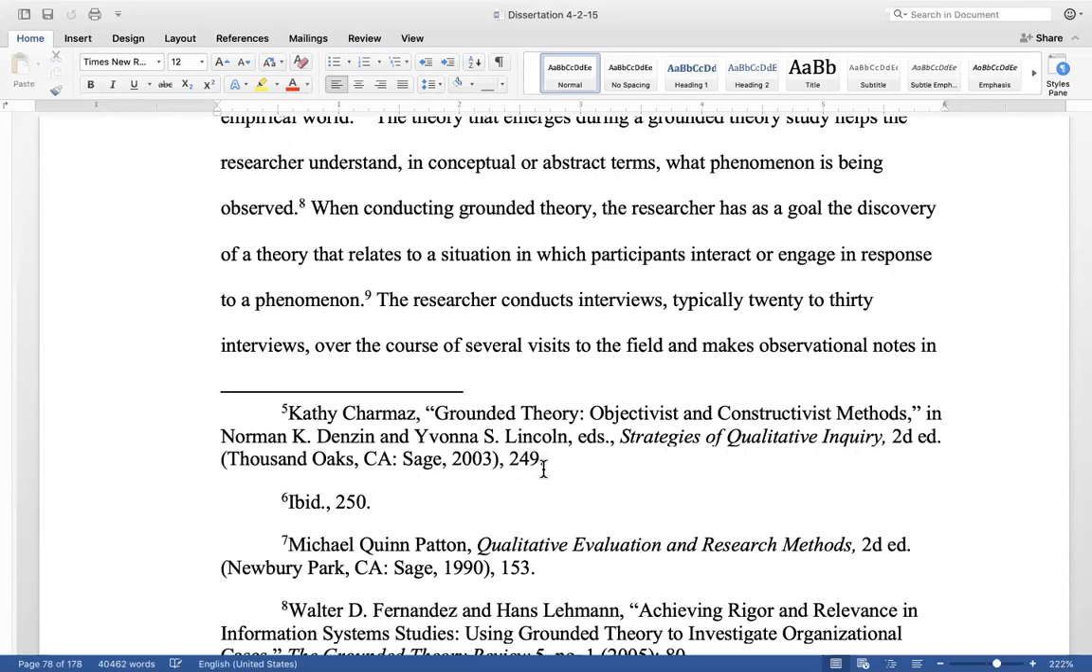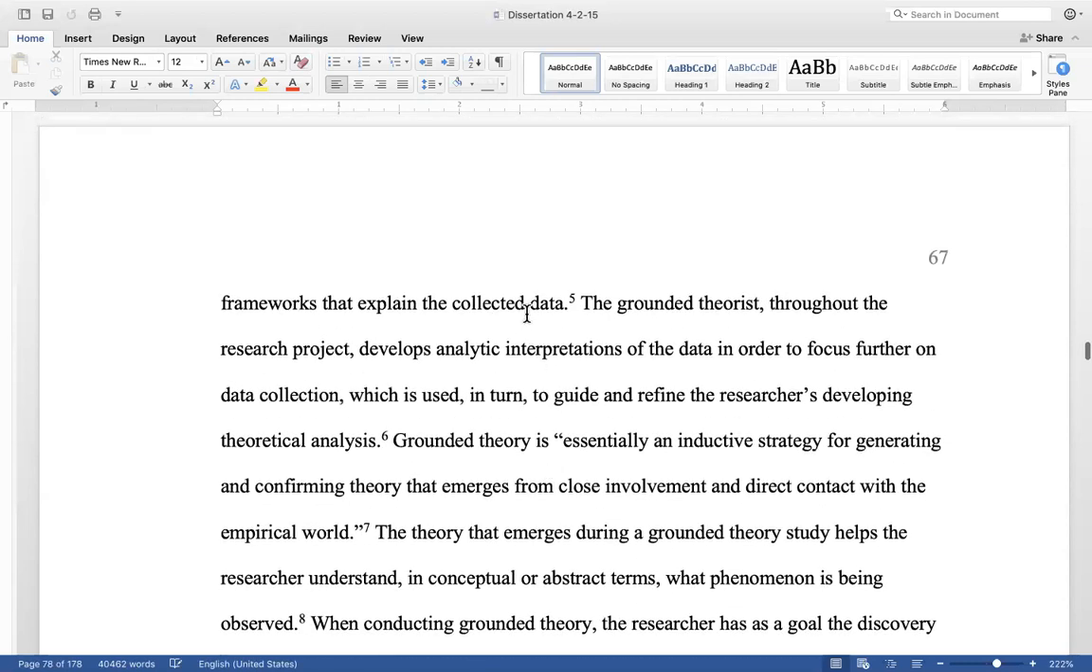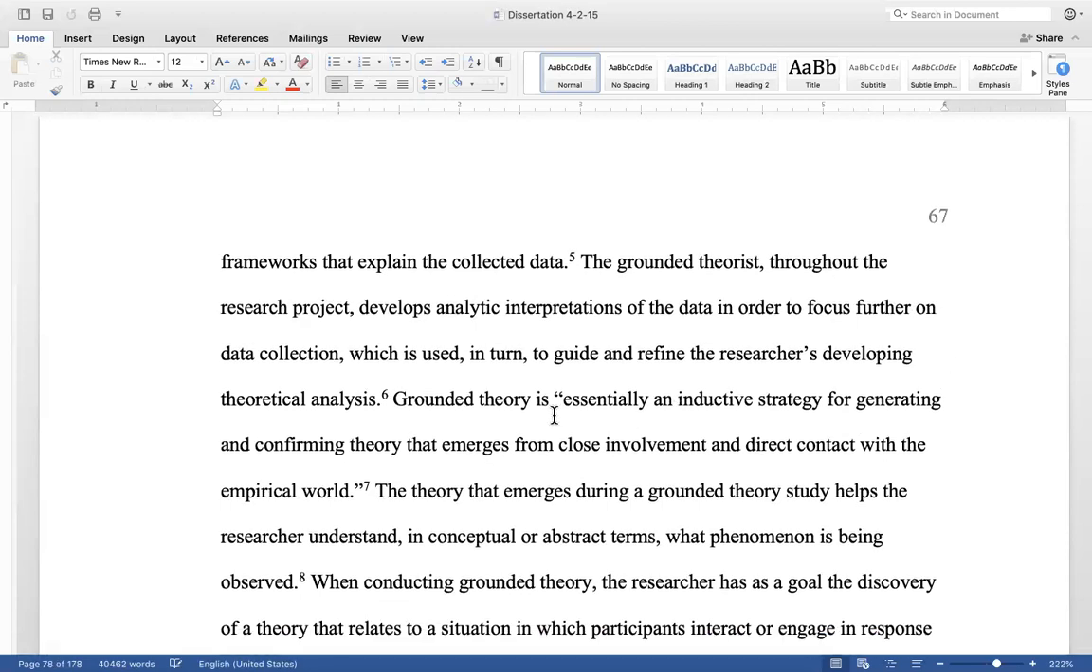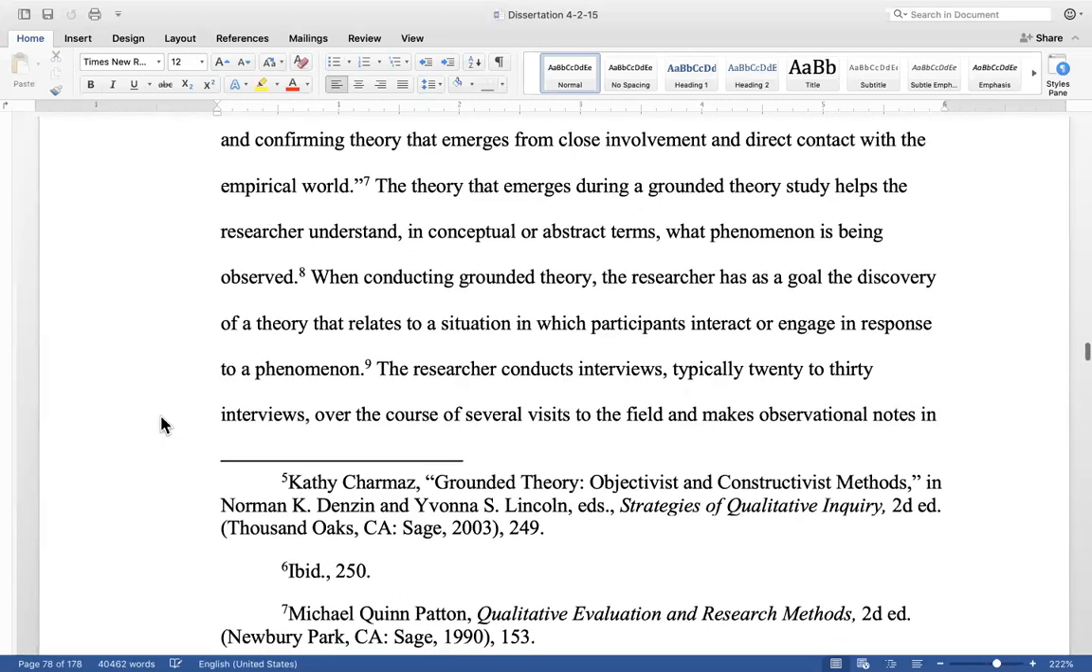so that anybody who ever read this paper could go to this particular book, to this particular edition of this book. They could look on page 249, and they would find that information right there. As we go on, we see that there is another sentence that has a footnote in it. This means that this sentence, this whole thing, came from outside of the student's brain. And so let's see where this sentence idea came from.